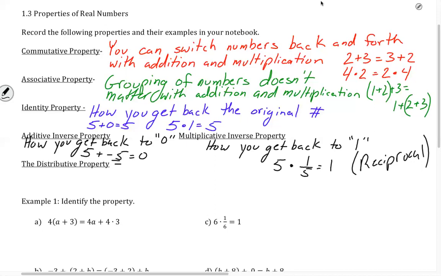And like I said, these aren't formal definitions. I'm going to post my formal stuff on Schoology at the end. But what I try to do is break these things down into kind of relatable terms.